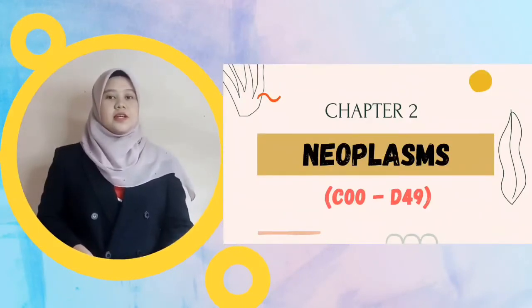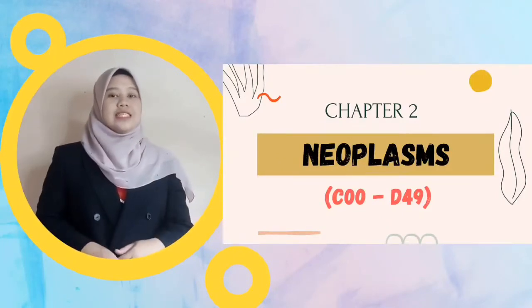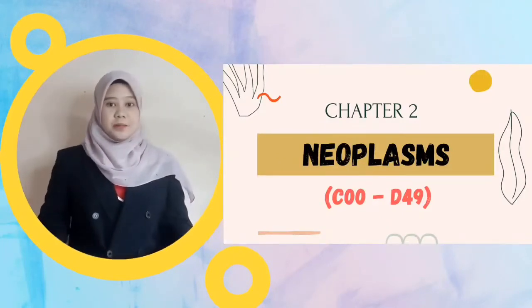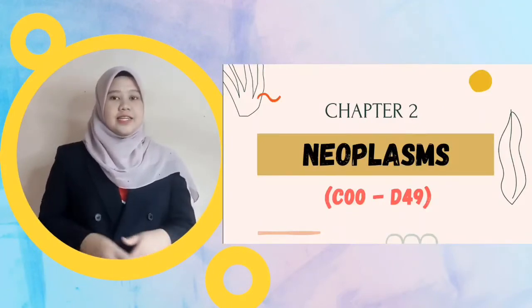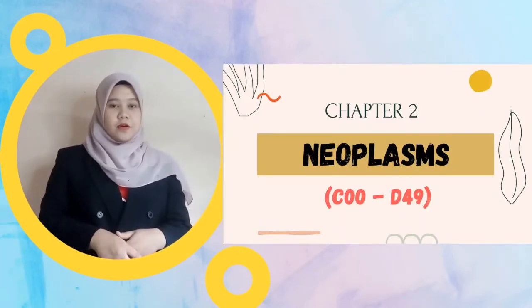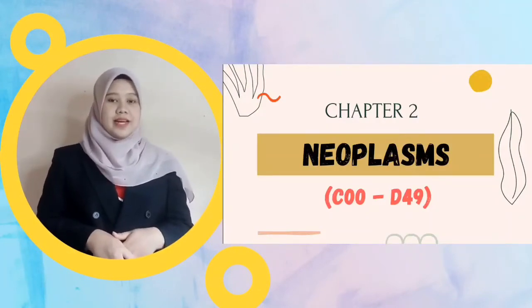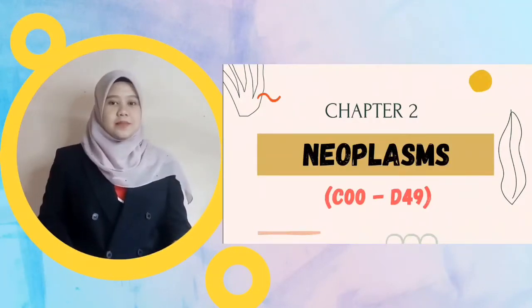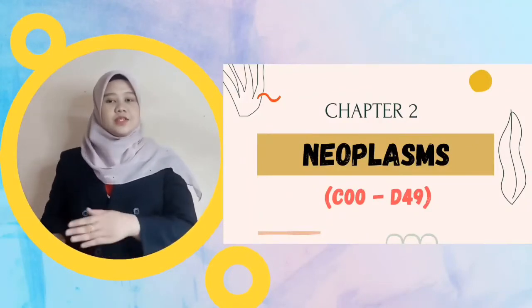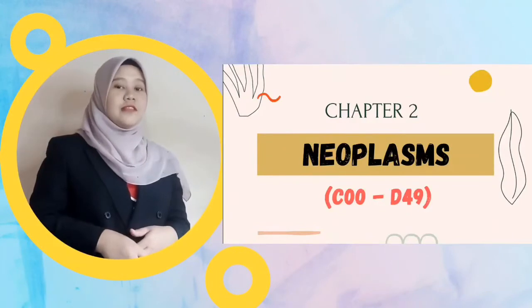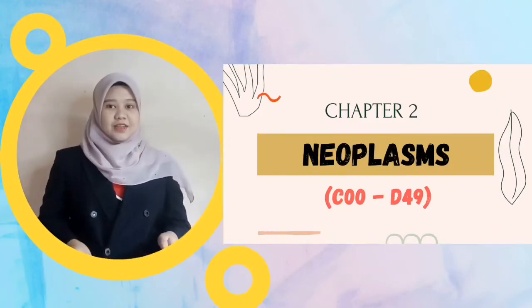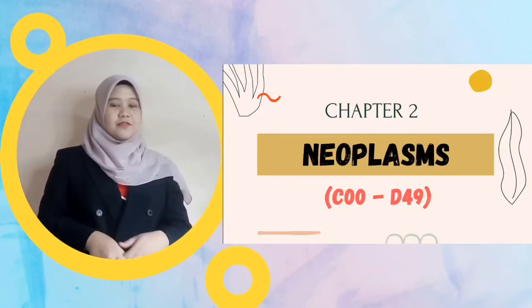Neoplasms are reported in Chapter 2 of ICD-10-CM. What is a neoplasm? Neoplasm, also known as tumor, is defined as an uncontrolled abnormal growth of cells and is characterized as malignant or benign. The code range for this chapter is from category C00 to D49. As usual, before we proceed with the first presenter, let's take a look at the infographic we made for Chapter 2.